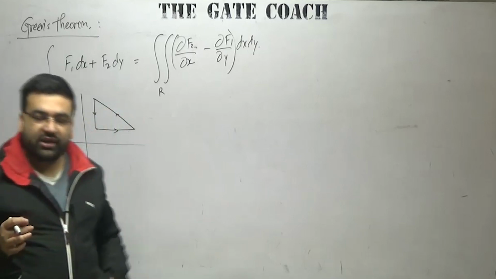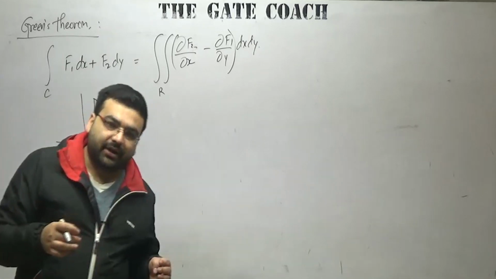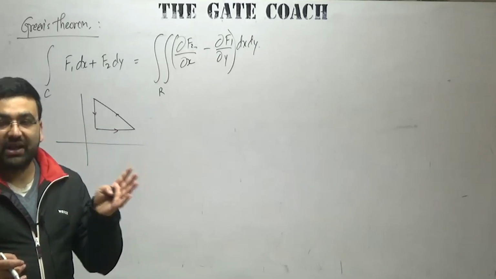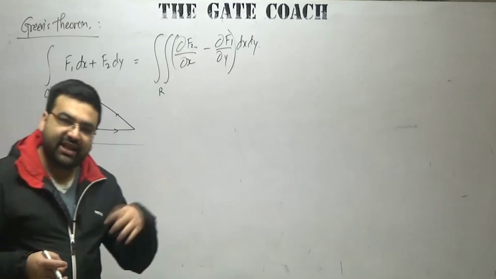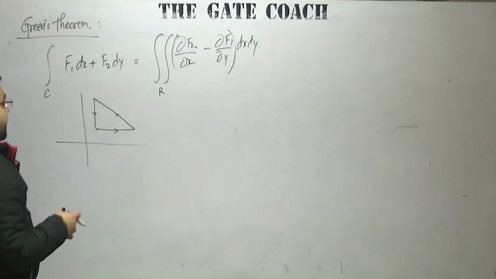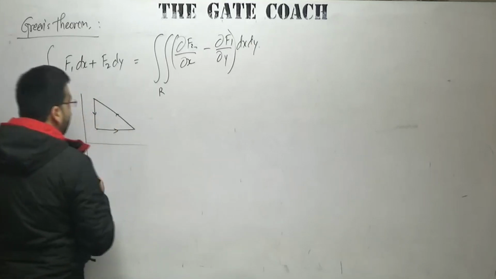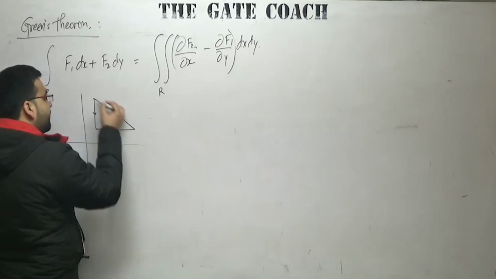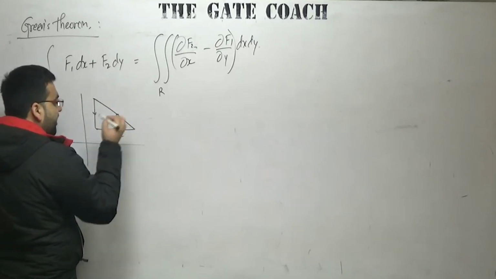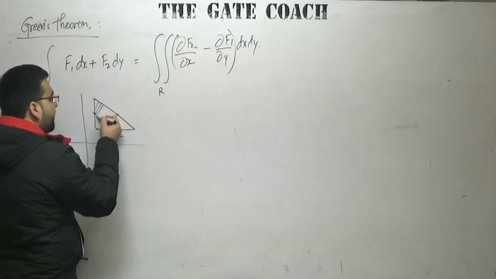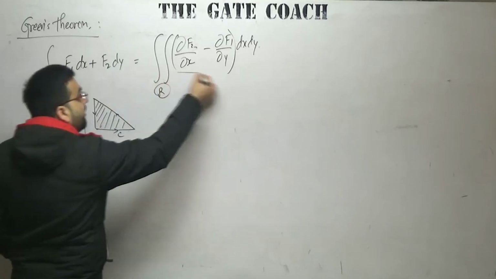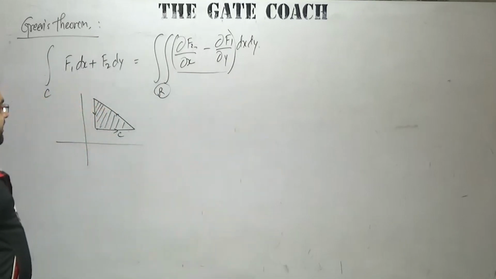I told you the reason also, that in the Cartesian coordinates we take angles anti-clockwise to be positive, and that is why everything is calculated in the anti-clockwise manner. So it is like this. Either you calculate this f1 dx plus f2 dy along this curve C, or you calculate over the region R, and both will have the same value.